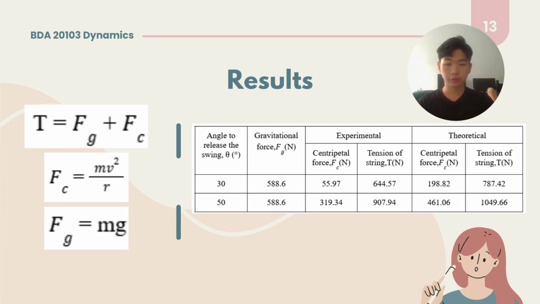To calculate the tension of the strings, we are using the formula of gravitational force plus centripetal force. First, we calculate the gravitational force, which is 188.6 newtons. Then for the 30-degree angle, the experimental centripetal force is 55.97 newtons, and we get the tension of 644.57 newtons.